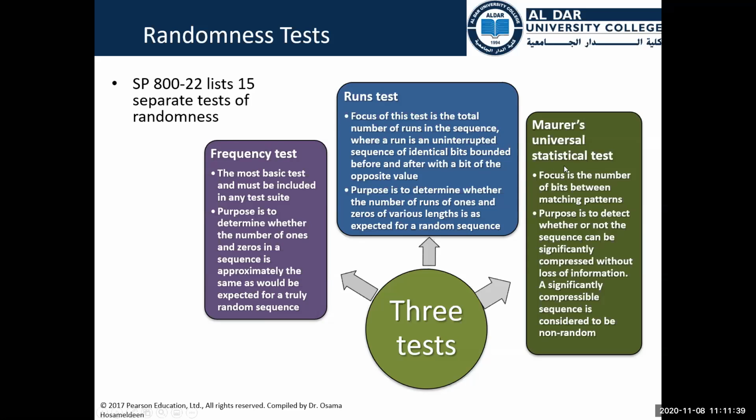And the last one is the compression test. The compression test is: if we can compress the binary stream, this means it is not random. If we can compress the binary stream, this means it is not random.